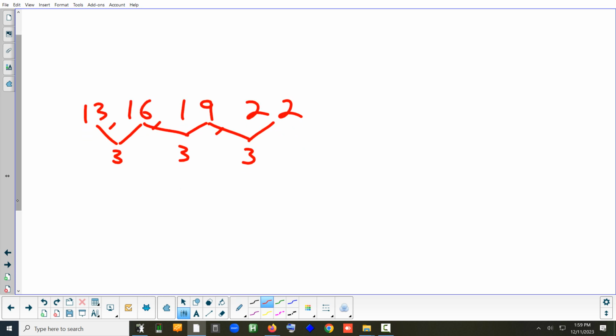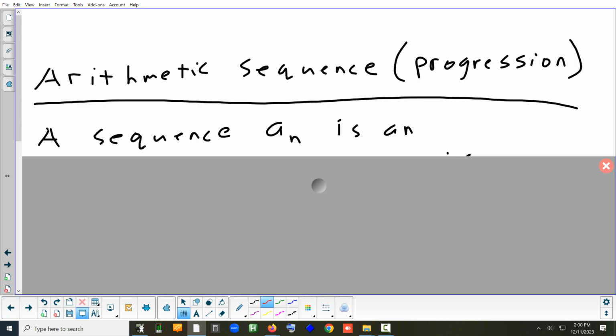Okay, this is not an arithmetic sequence. It is a type of sequence, but that is not arithmetic. Because if you do 4 minus 2, what do you get? 2. And what's 8 minus 4? 4. You get something different. So if you take something and subtract what comes before it, you need to get the same thing all of the time.